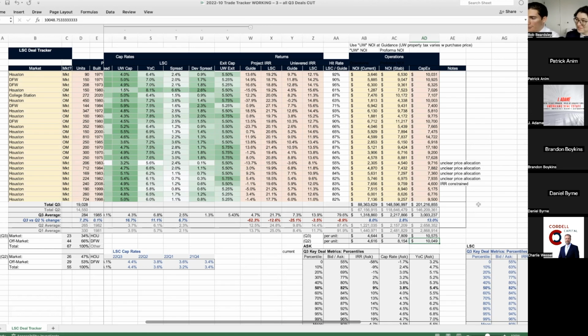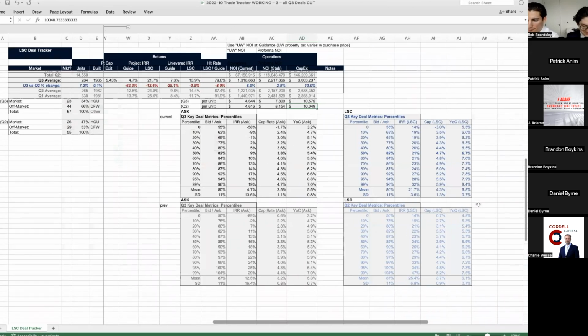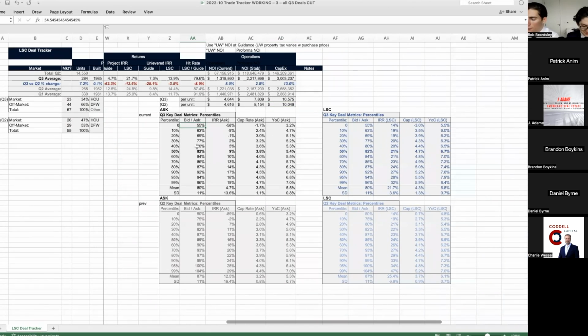Let's see. While we're waiting for a question, we can go down to the percentiles tables, which we haven't covered yet. The top two tables are Q3 and the bottom are Q2. Just focusing on Q3, what we already talked about is this 82% bid to ask spread at the 50th percentile. That means the 50th percentile deal has a bid to ask gap of 18%. And if you buy the 50th percentile deal at the ask price, it's a 9% project IRR.